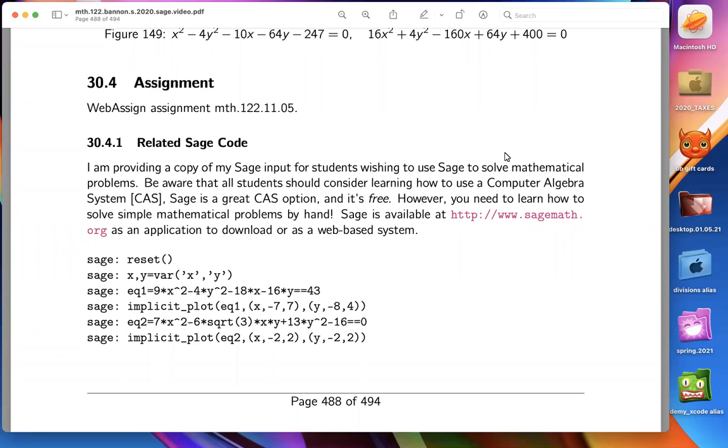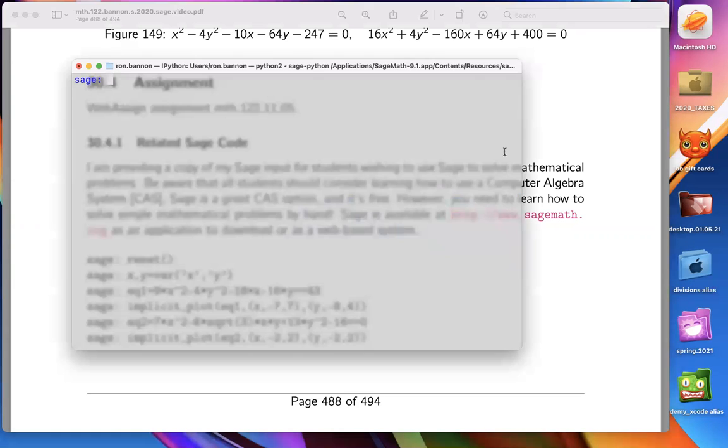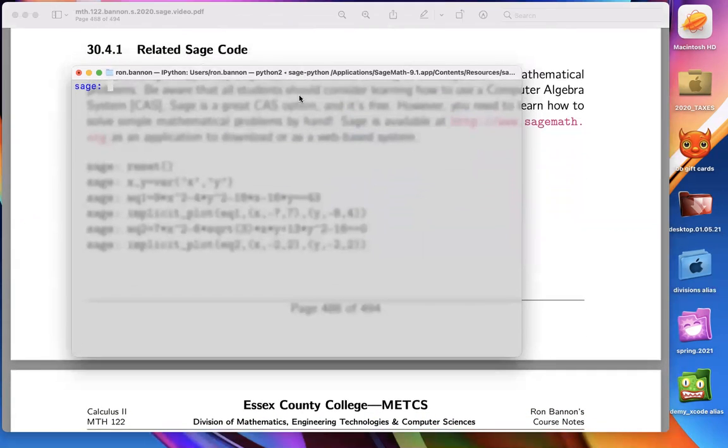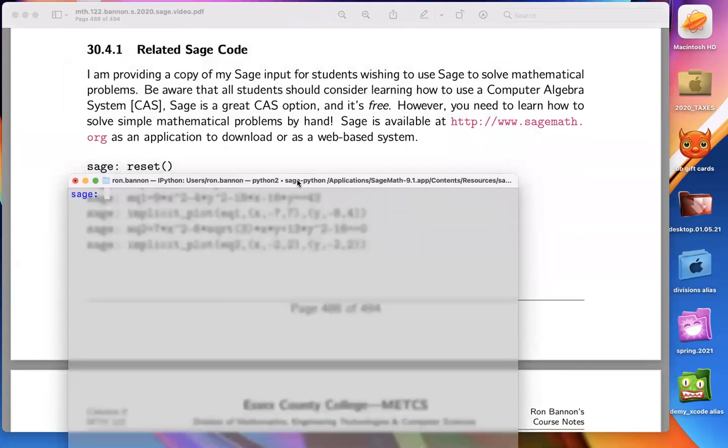Okay, we're in section 30 of the notes. It's the section on Sage now. So we're going to look at Sage code. Hopefully this is kind of well understood at this point. What may not be well understood at this point is how extensive the Sage program is. So let me just go through this stuff over here.